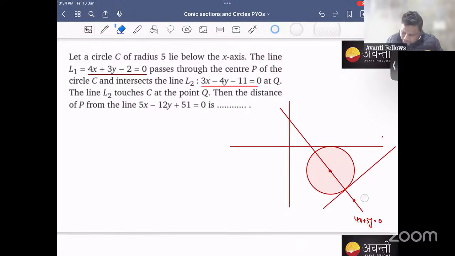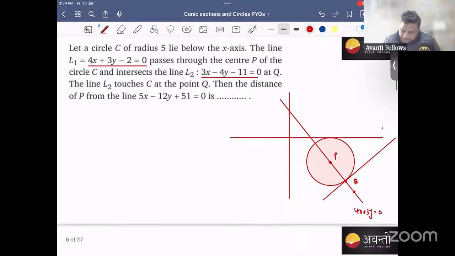So, this is not Q. This is your point Q. Correct? This is point P, and we need the distance of P from this line. Finding the distance of P from this line is a secondary issue. Understood? Now this is the line 3x minus 4y minus 11 equal to 0. This is the line 4x plus 3y minus 2 equal to 0.